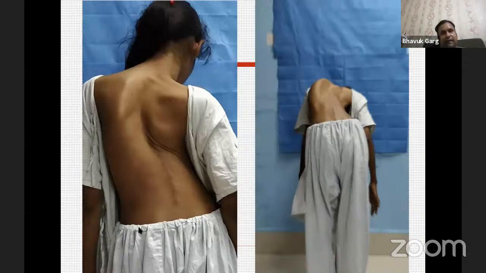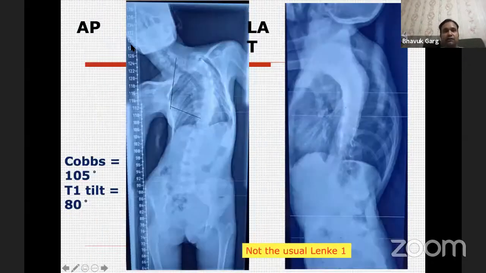Now, just giving you an example, this is a curve. You can see here that this is a Lenke 1 curve, but her neck is also rotated in the other direction. If you look at these x-rays, by definition this will come into the Lenke 1, but this is not a typical Lenke 1. I don't know in which classification you would put it, but by definition this is the Lenke 1, and COPS is 105 and T1 tilt is 80 degrees.